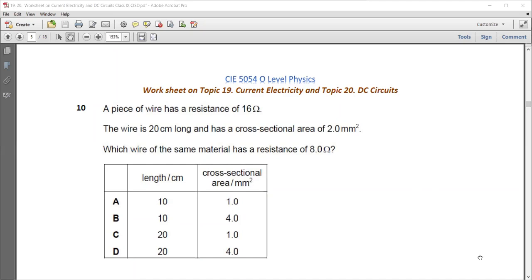We simply just have to use the formula R equals rho into L by A. Right, that formula. We call it the resistivity formula. When we use this formula, we tell it as the resistivity formula.